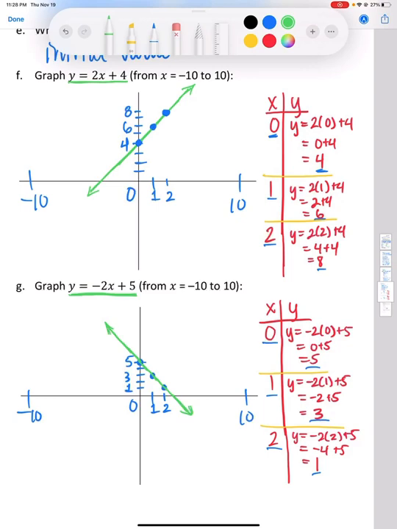Okay. So that's what our line looks like.